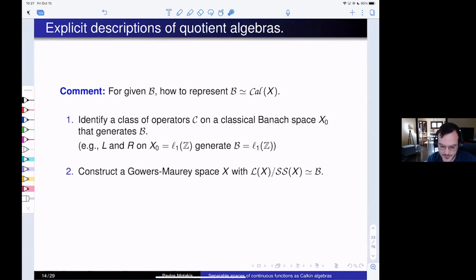Second step, take a Gowers-Maurey space whose quotient over the strictly singular operators looks like B. So what you want to do is take a space X of the type of Gowers-Maurey where every operator can be written as something in C, or a linear combination of things in C, plus the identity operator plus a strictly singular operator. Try to do what Gowers-Maurey did. So learn that paper very well and try to transfer their methods. Of course, it doesn't work for any B, but this is what you try to do.